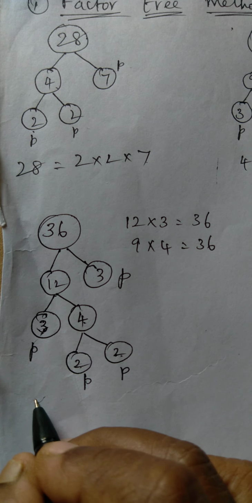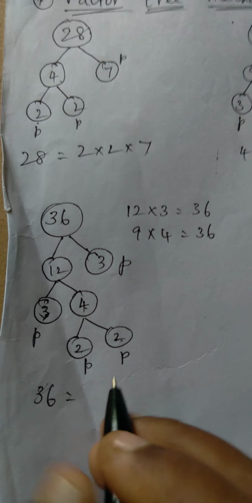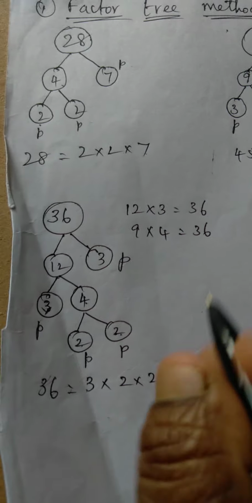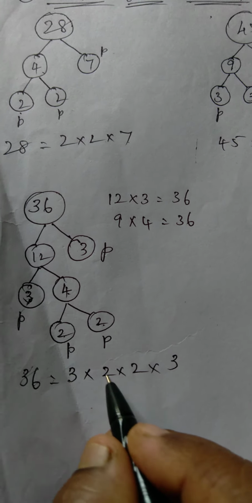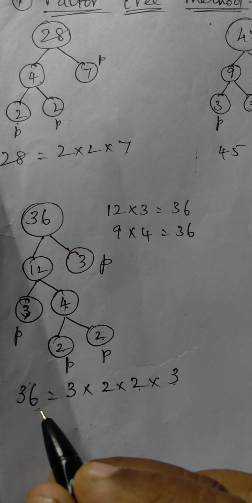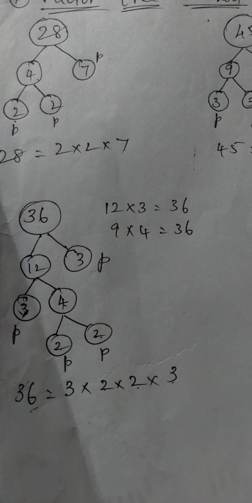Now we can write as a product of prime factors. So 36 is equal to, what are the prime numbers? 3 into 2 into 2 into 3. Now multiply: 3 2s are 6. 6 2s are 12. 12 3s are 36. So 36 is the product of 2 times 3 and 2 times 2.